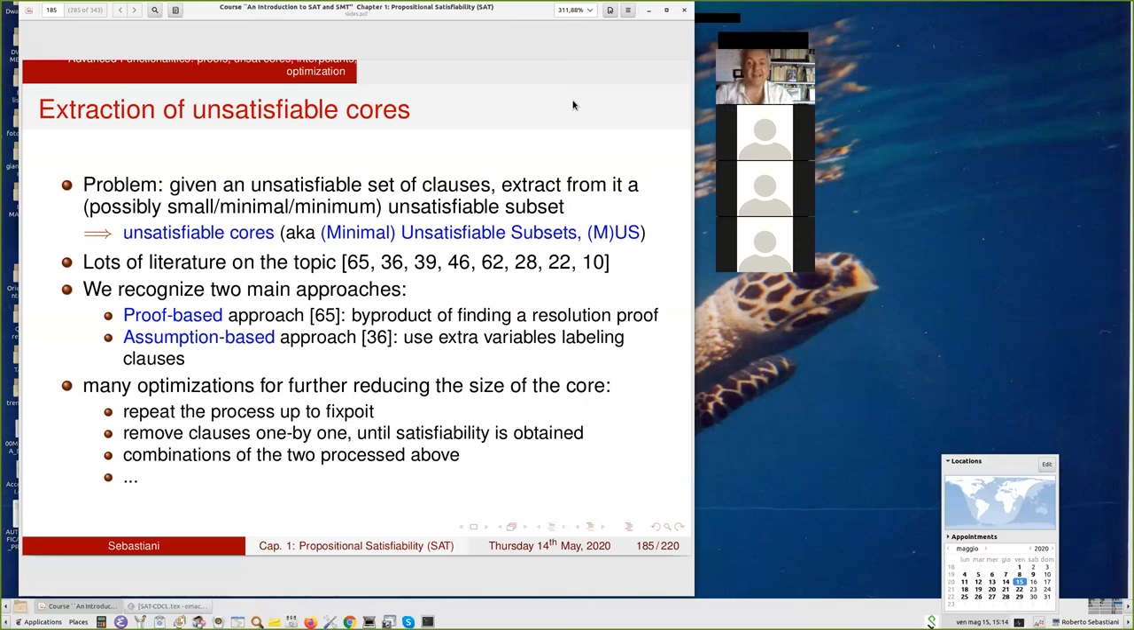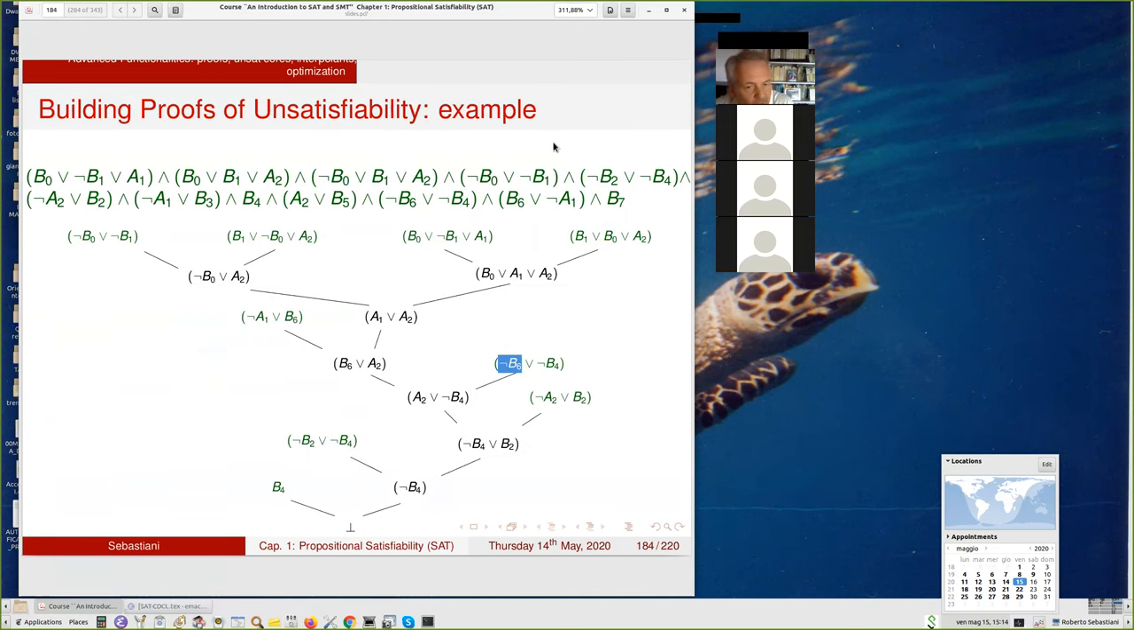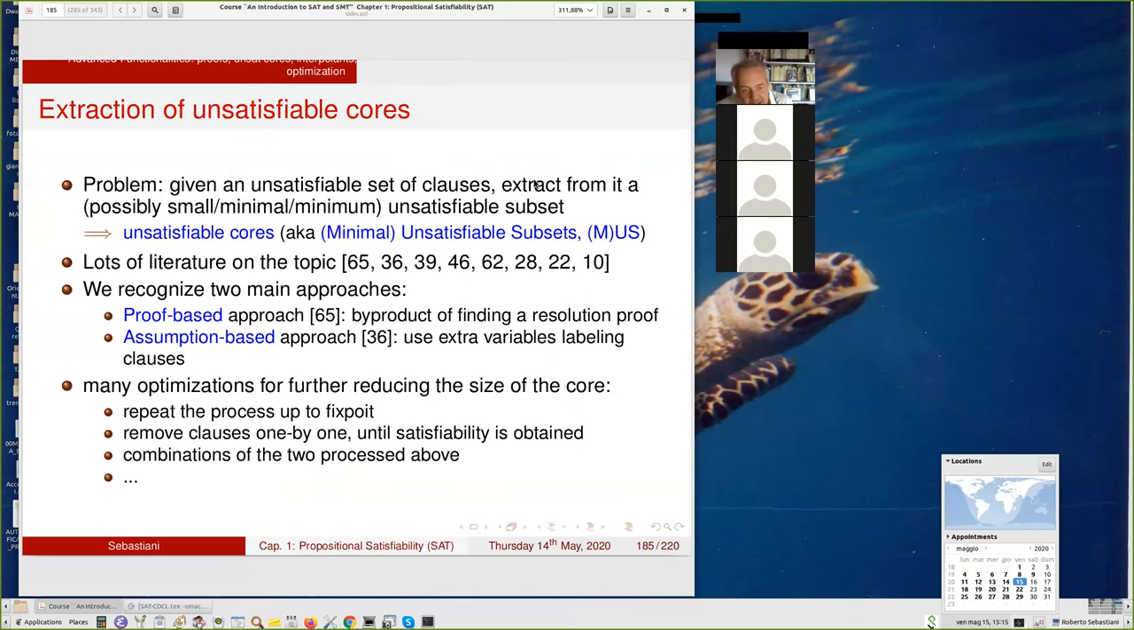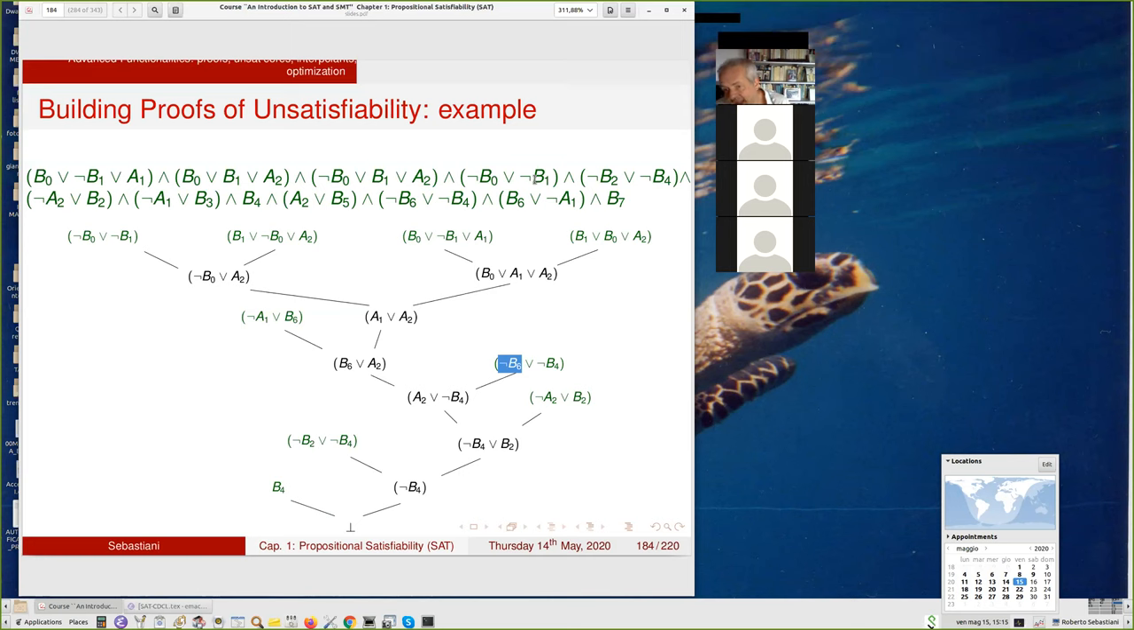Okay, so what's an unsat core? Suppose you have a formula, and you find out that the formula is unsatisfiable. Very often, in many applications, it may be very useful to find the subset of clauses which actually causes the unsatisfiability. It may be the case that if a formula is unsatisfiable, only a small subset of its clauses causes the unsatisfiability.